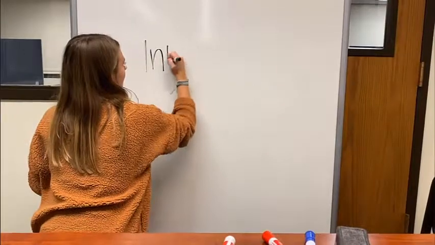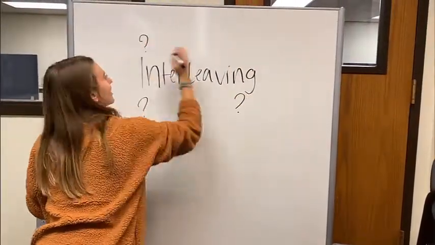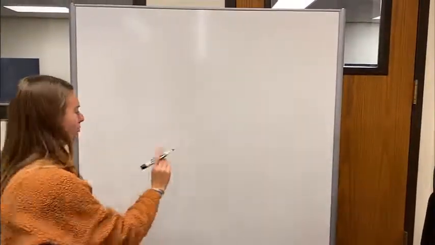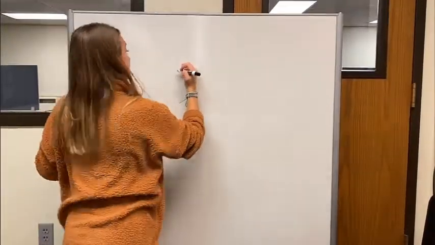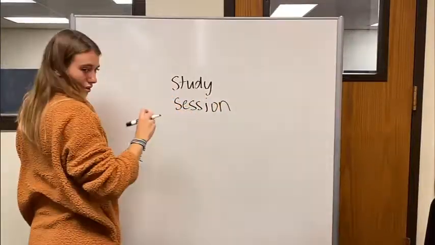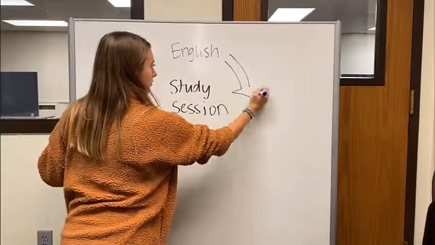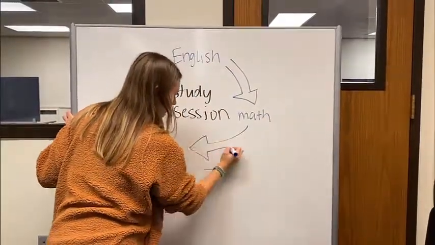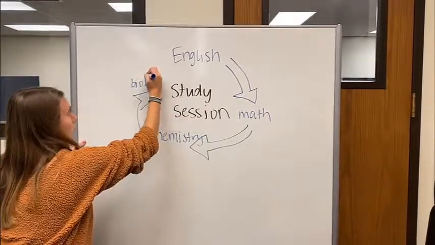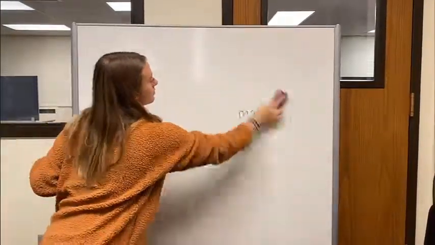For my learning strategy, I had interleaving. So what is interleaving? Interleaving is a type of learning strategy in which students mix up their subjects while studying to improve their overall knowledge of all topics that they are taking in school. So for example, in this study session, this student is going to study English, math, chemistry, and biology. But instead of studying them all in one block, they're going to study bits and pieces from each class that they are taking that year.